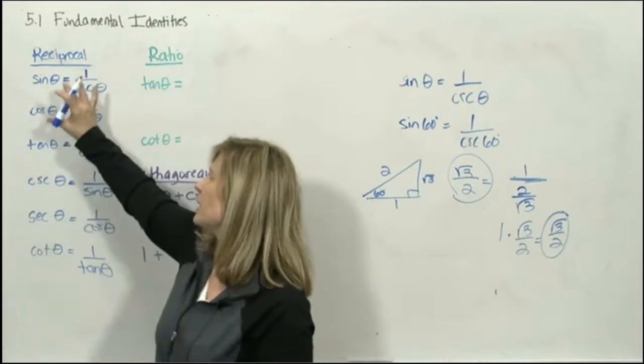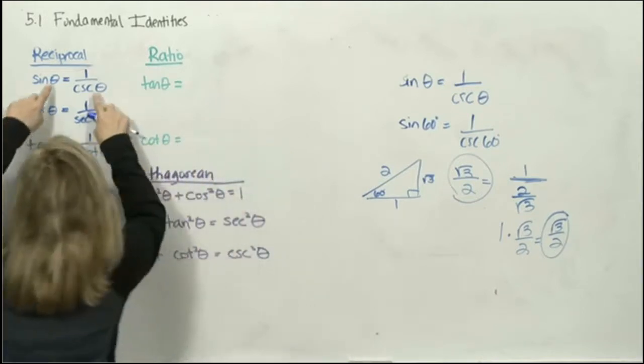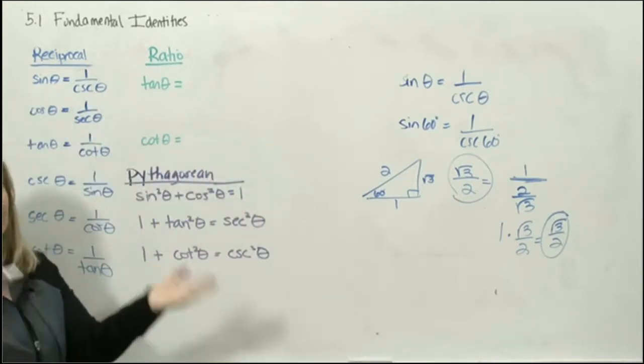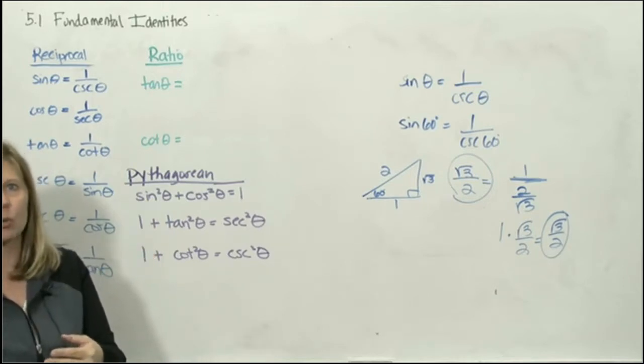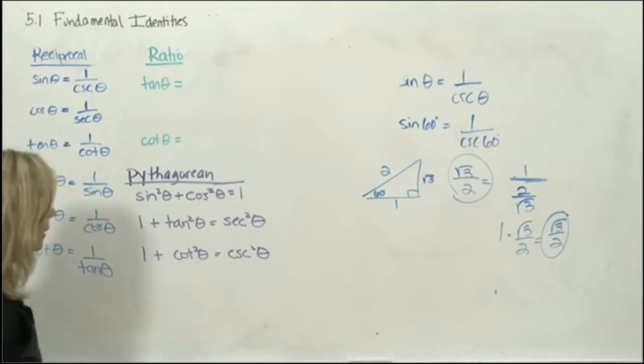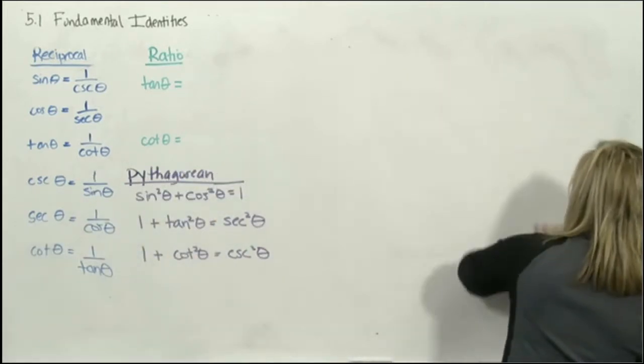The reason why these are being called identities is because you can pick any angle value you want, and this is always going to be balanced. That's why it's an identity. Not one angle works, not two angles, they all work. All right, so you know the reciprocal identities.